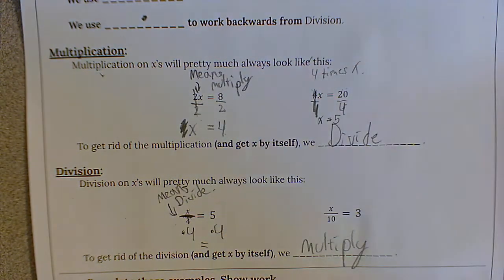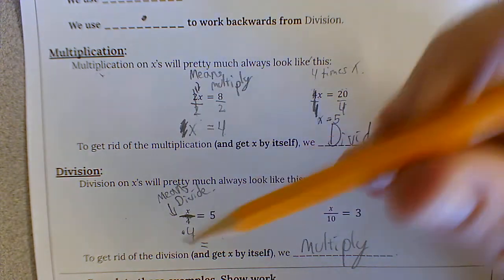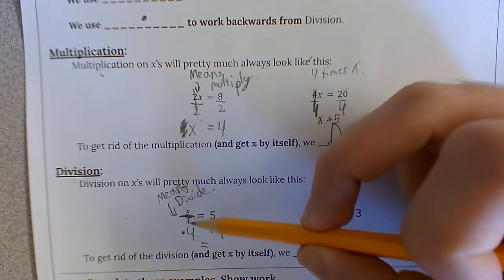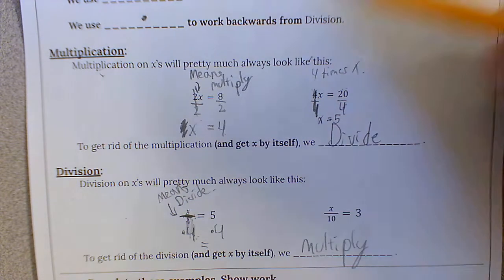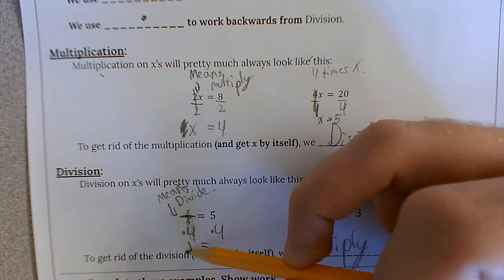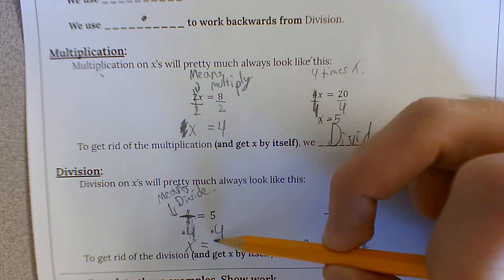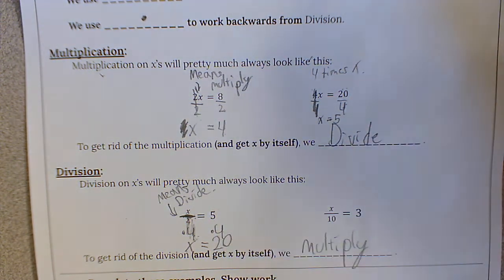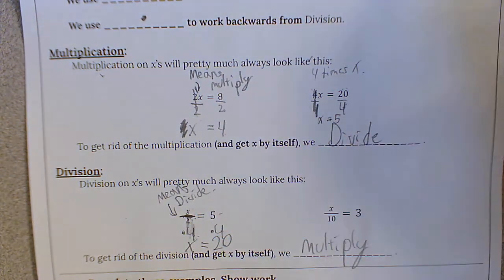Now, this is where opposites are sort of hard to explain. Later on this year, we'll explain why multiplying by 4 here gets rid of the bottom of this fraction. But for right now, know that when we multiply by 4, both of these guys cancel out, leaving just x. On my right, 5 times 4, that's going to give me 20. So, x has to be 20. And if you think backwards, 20 divided by 4 does give me 5.